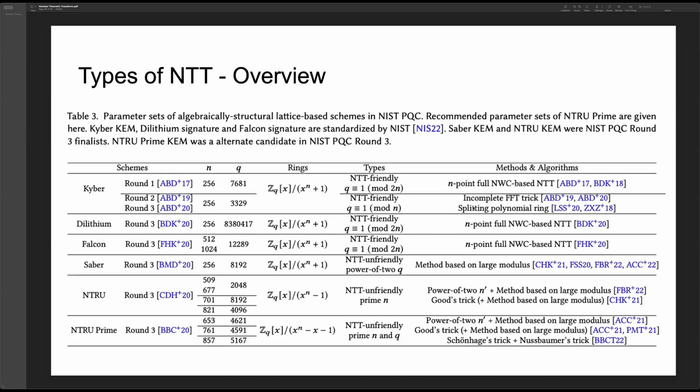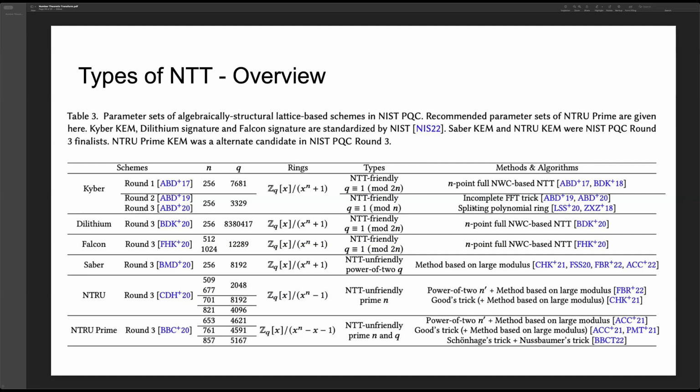Okay, the other question. Some rings are not modulo x to the n minus 1. Can we still use NTT? Yeah, but we have to apply different tricks to those rings. These are the methods on the right, but I'm not too familiar with those methods, so I won't be fully explaining them.